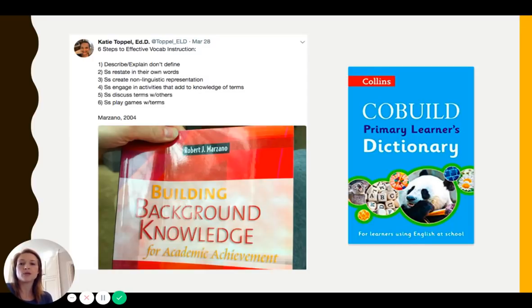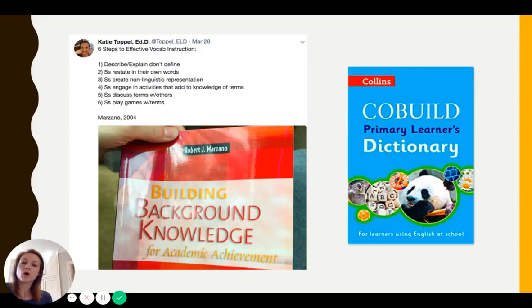Marzano mentions that we should be describing and explaining rather than defining words. We should be having students discussing words and playing games, and also using non-linguistic representations. So all of these teaching texts have given me ideas for activities that I use with my students.